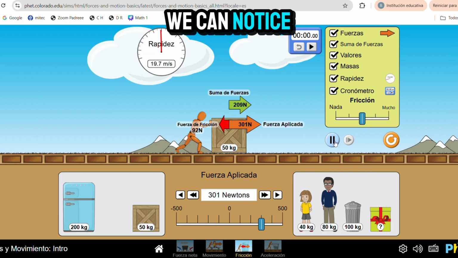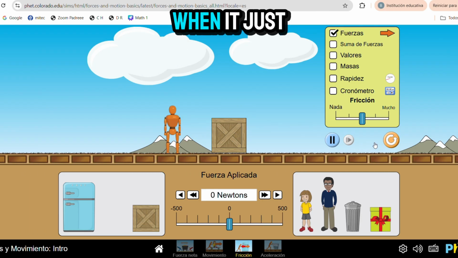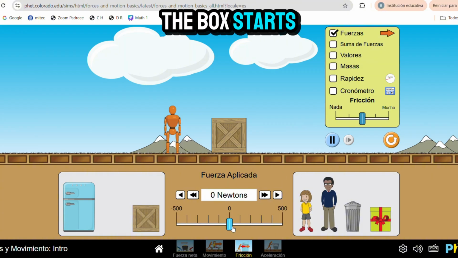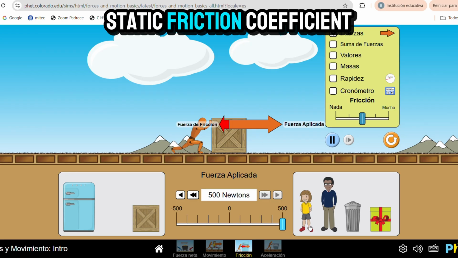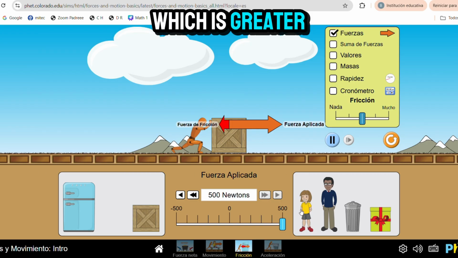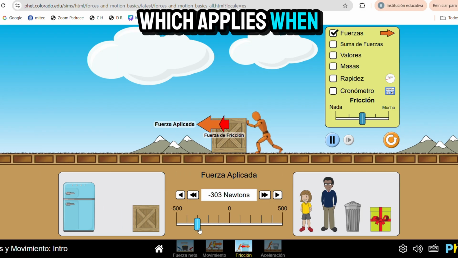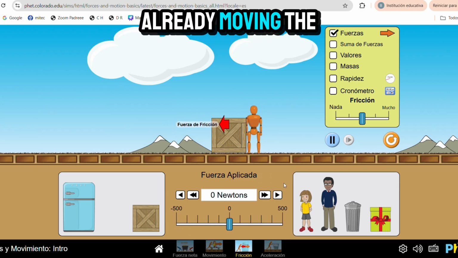We can notice that the box struggles to move when it just starts to do it. That's because when the box starts moving, it has a static friction coefficient, which is greater than the kinetic one, which applies when the box is already moving.